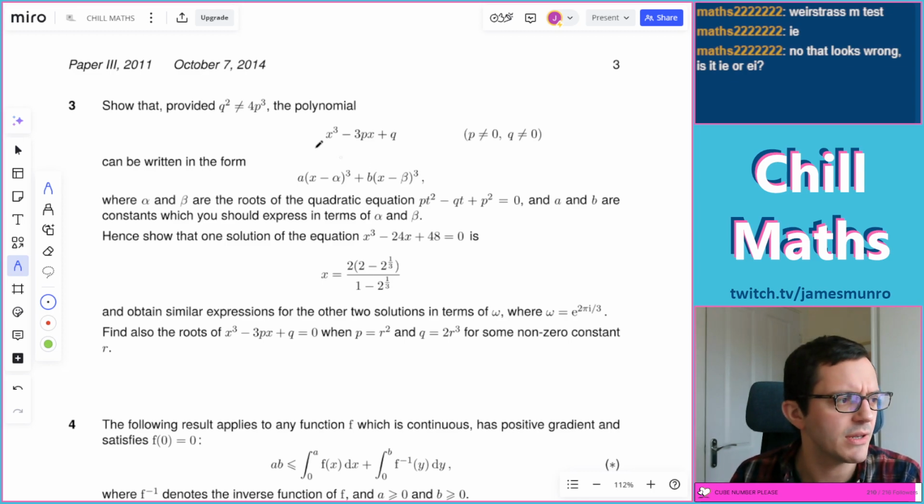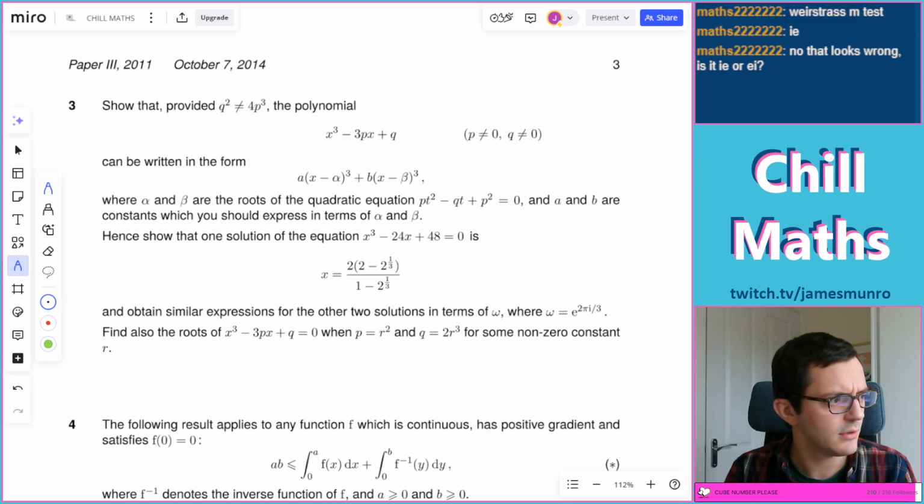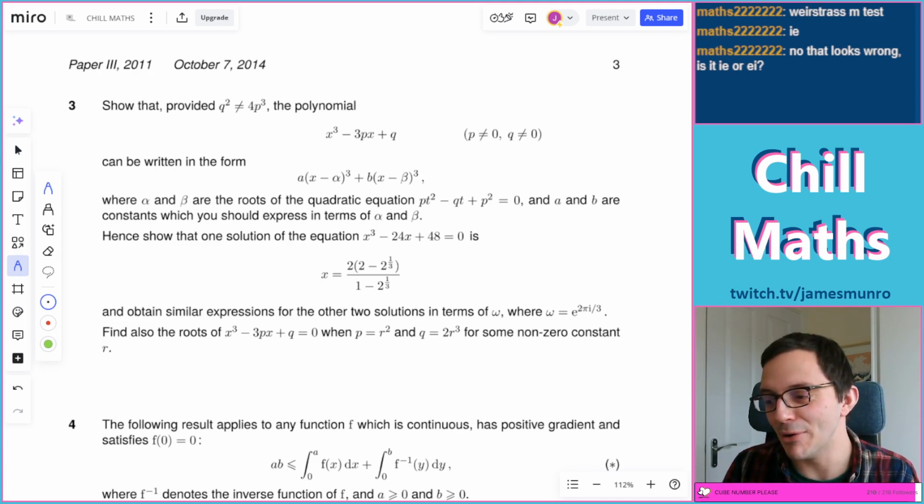I think it's Weierstrass with an IE. I'm wrong. It's EIE. Both.